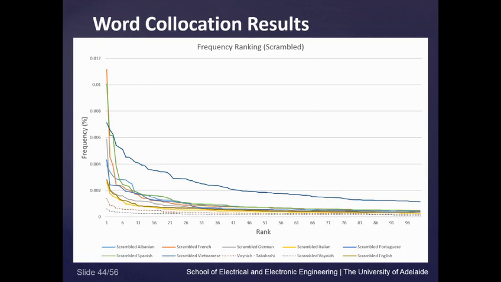What we see here, though, is that the two dotted lines on the bottom showing the Voynich, this was the initial rankings of the collocations. Once we scrambled it, there was still a significant drop. We also see that all the other languages had a significant drop as well, but they all still seem to cluster around a specific point.